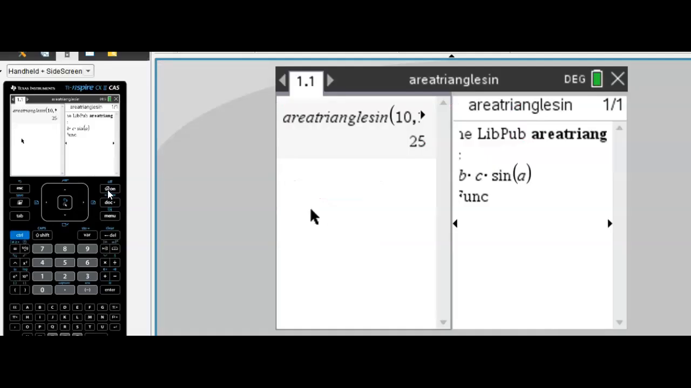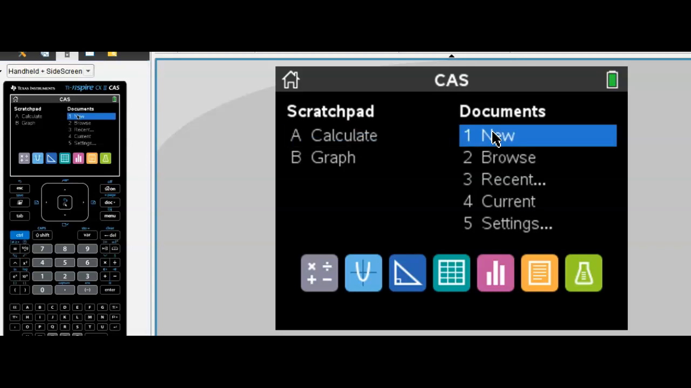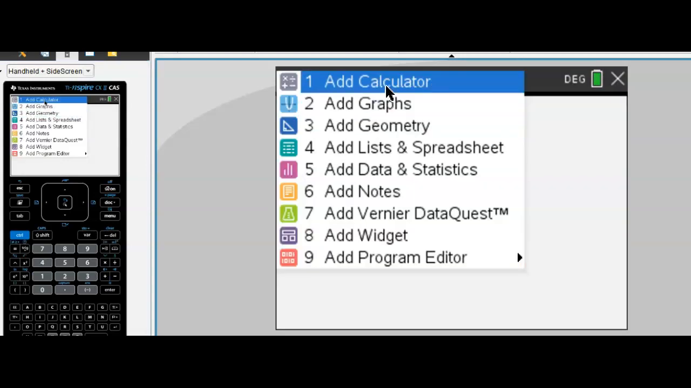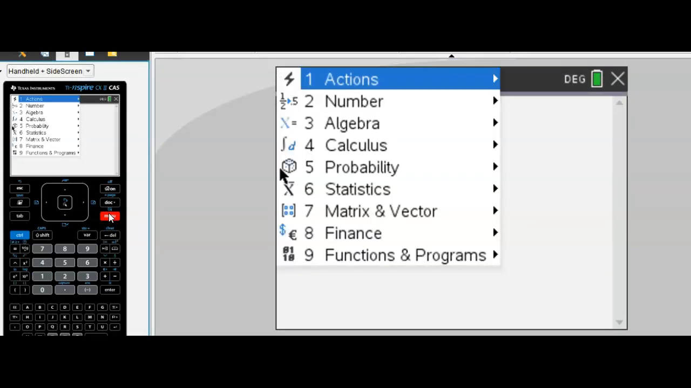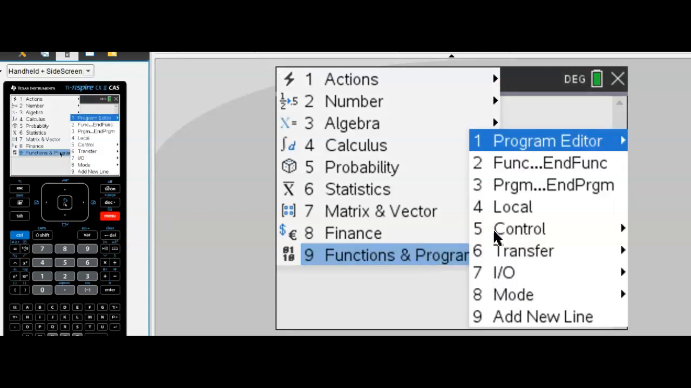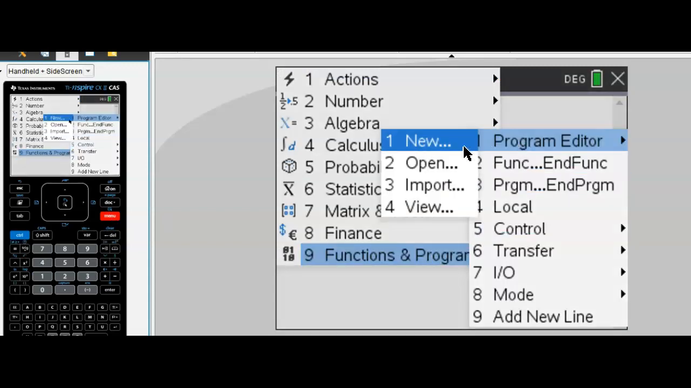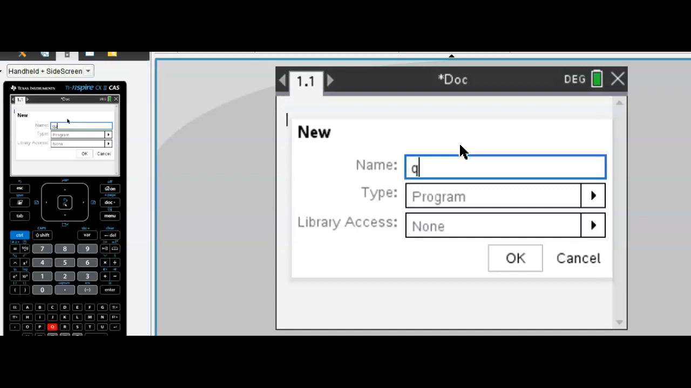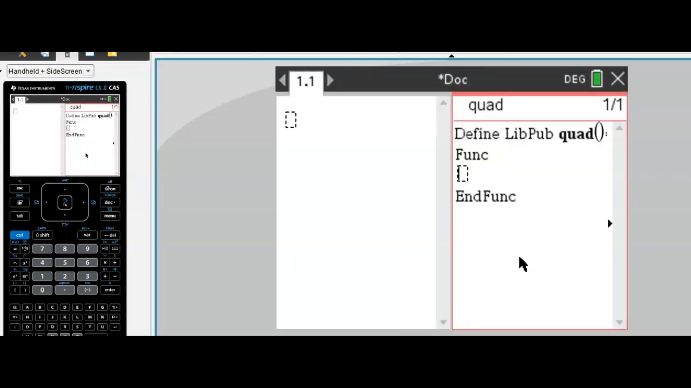All right, so we'll go to new document, add calculator. All right, so menu, functions and programs, program editor, new. Okay, so you can just write quad for quadratic formula, and it's a function, and we're going to do library public. Okay, so in your quadratic formula, remember we've got the values of a, b, and c. So I'm going to do a, b, c.